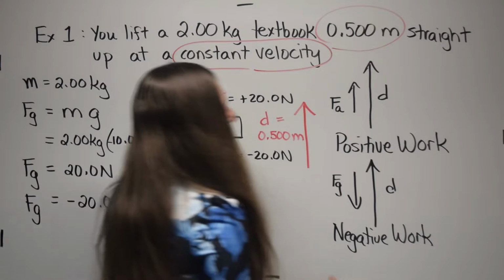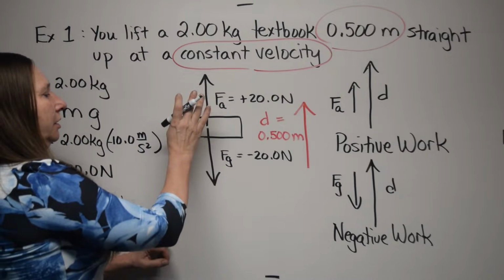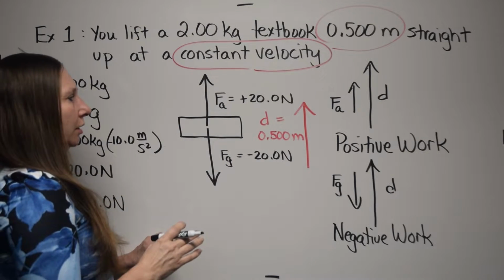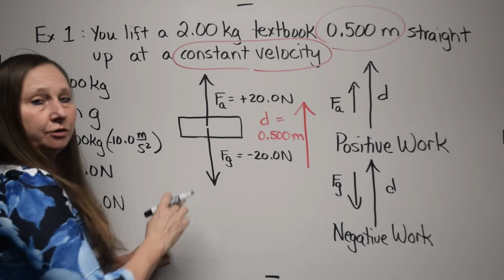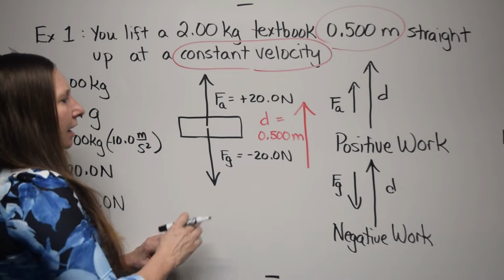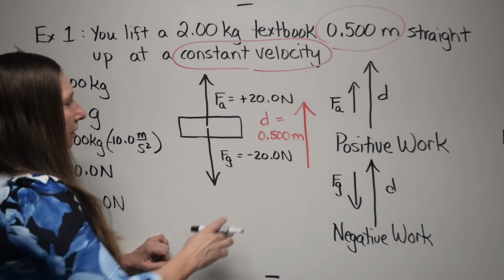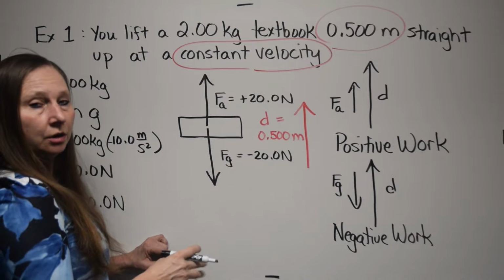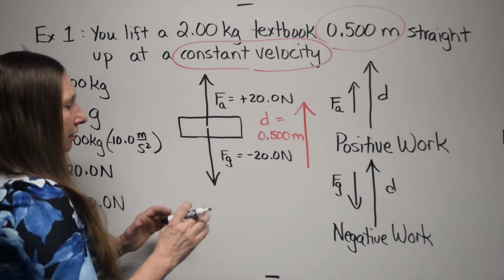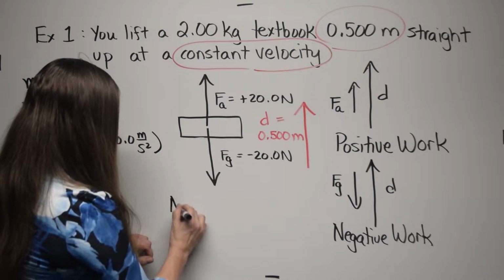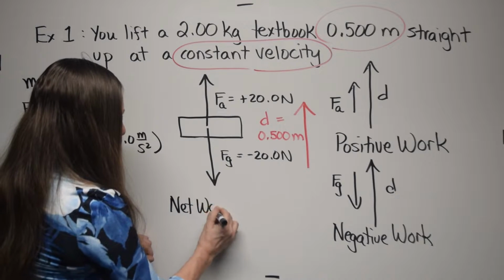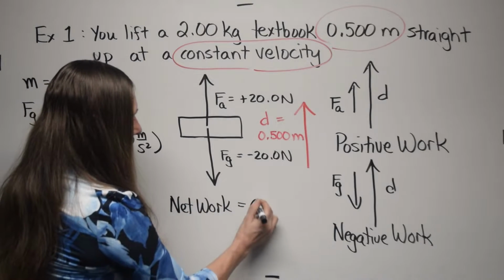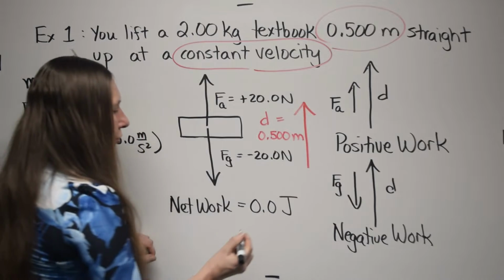So the applied force is doing work, the gravitational force is doing work, and as a matter of fact, these two works are canceling each other. So the net work is 0. The unit for work is the joule.